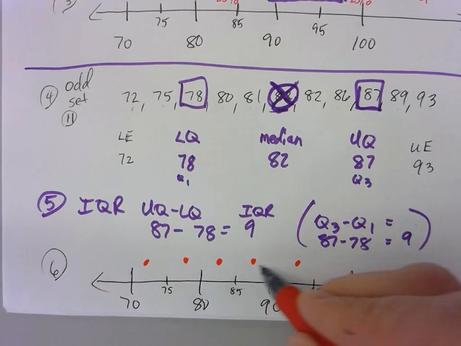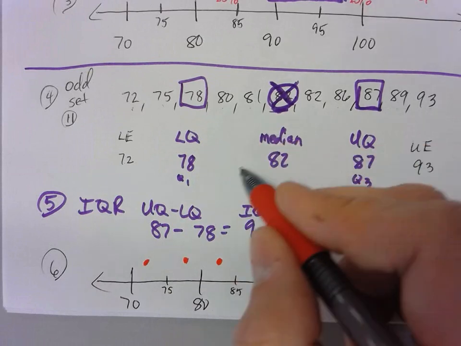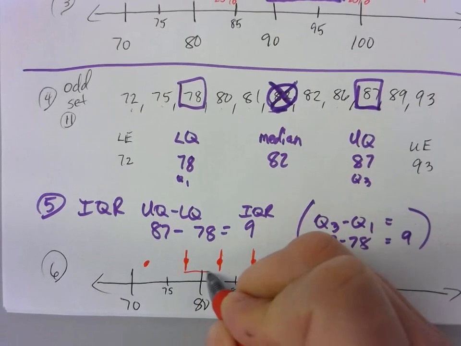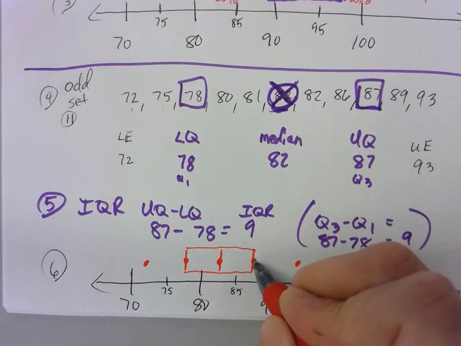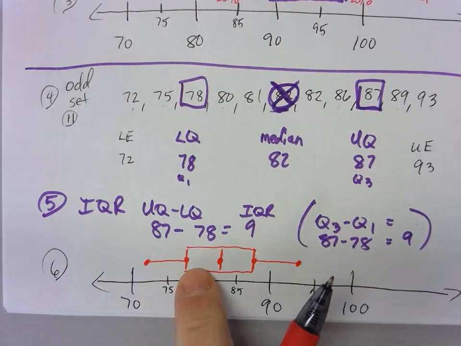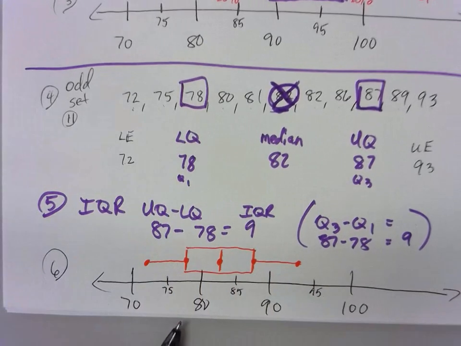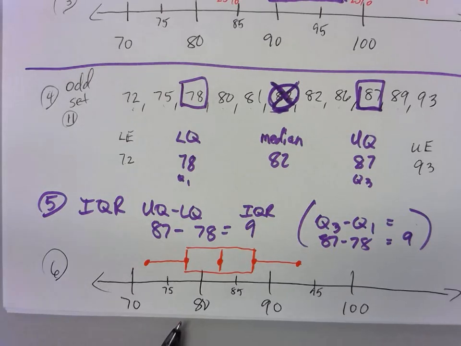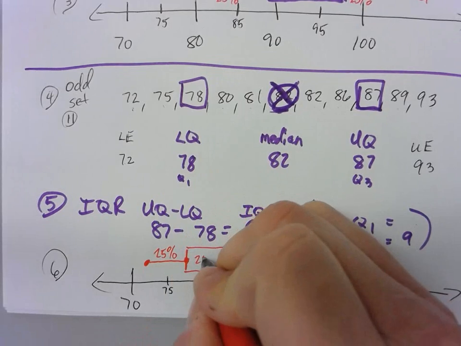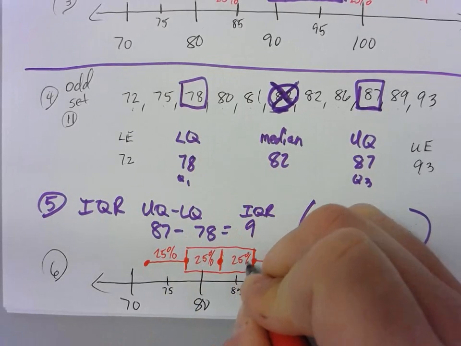The 3 in the middle, the ones I have in purple up here, we use to make the box. Then you draw your little whiskers over. So 25%, 25%, 25%, 25%. How do you know it's 25%? Because each one of those is a quarter of the data, just like we talked about up here.